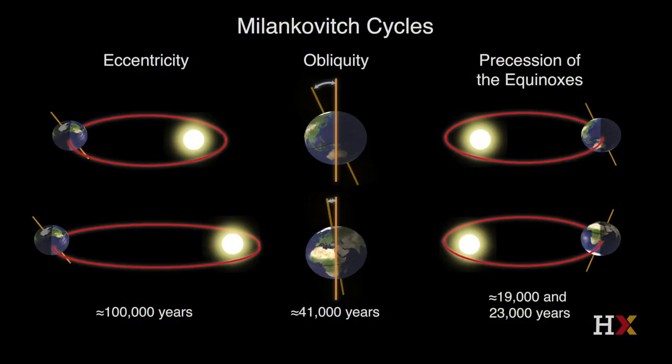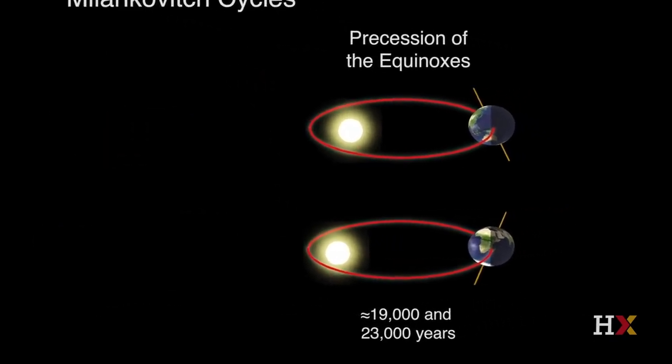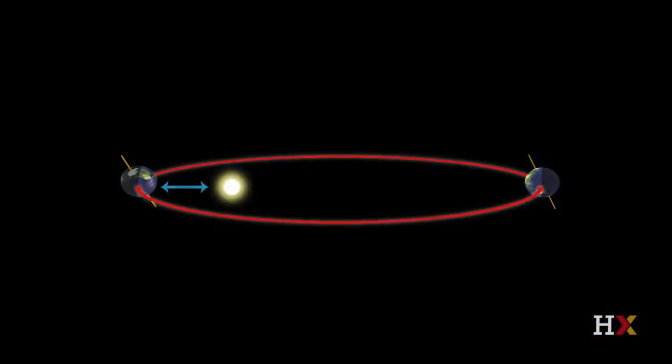These 2 cycles, eccentricity and obliquity, interact to create what we call the precession of the equinoxes, which has a period around 20,000 years, actually a couple of different periods, one at 19 and one at 23,000 years. The precession of the equinoxes really comes from the interaction between the tilt of the Earth and its eccentricity. Because it's an ellipse, at one time of the year, the Earth is closest to the sun, and 6 months later, it's farthest from the sun.